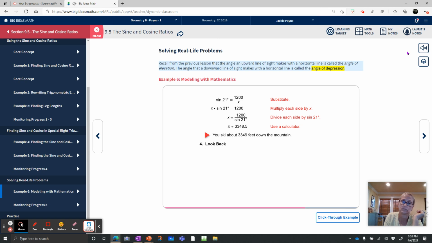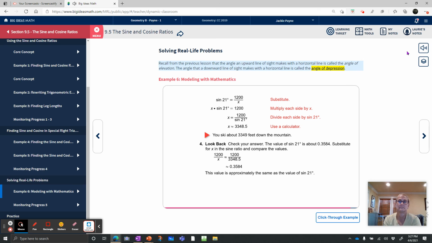Step 4. Look back. Check your answer. The value of the sine of 21 degrees is about 0.3584. Substitute for x in the sine ratio and compare the values. 1,200 divided by x is approximately equal to 1,200 divided by 3,348.5, which is approximately equal to 0.3584. This value is approximately the same as the value of the sine of 21 degrees. So you should always check.